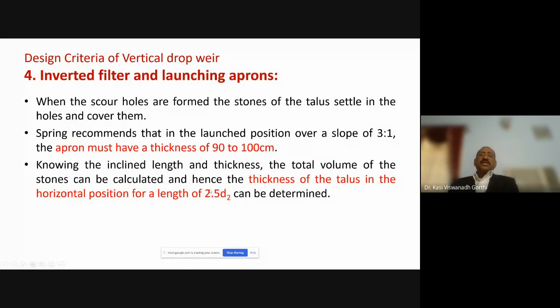When the scour holes are formed, the stones of the talus settle in the holes and cover them. So Spring recommended that the launched portion over a slope of 3:1, the apron must have at least a thickness of about 90 to 100 centimeters. 1 meter thick always will be good. Knowing the inclined length and thickness, the total volume of the stones can be calculated, and hence the thickness of the talus in the horizontal position for a length of about 2.5 times D2 can be determined.